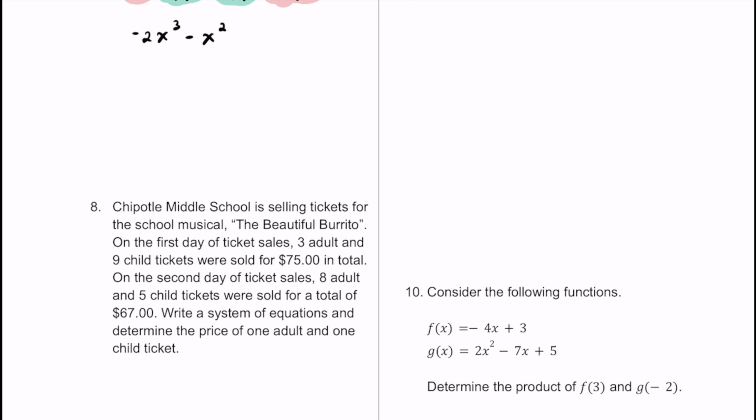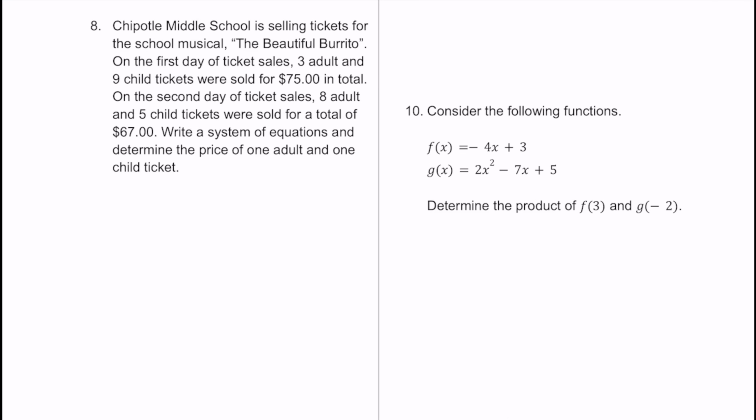All right, here is number 8. For number 8, Chipotle Middle School is selling tickets for their school musical titled The Beautiful Burrito. On the first day of ticket sales, 3 adult and 9 child tickets were sold for $75 in total. I'm going to go ahead and write a linear equation for that. So I'm going to have 3 adult tickets, so it's going to be 3x. X will be my adult tickets. 9y, y will be our child tickets, and that would be a total of $75.